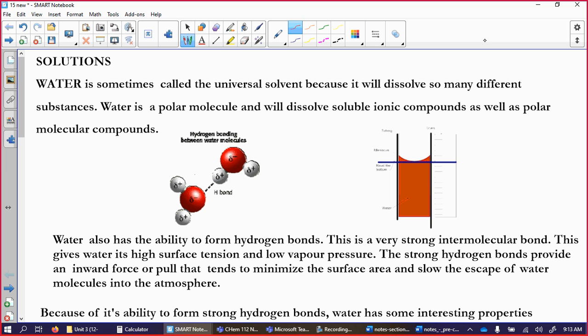So water, we call it a universal solvent because a lot of things dissolve in it. It's not really a universal solvent because universal implies everything will dissolve. So it's kind of a misnomer. Water is polar and it will dissolve soluble ionic compounds, as well as anything that's a molecular compound that's polar. So this goes to what we talked about, the polarity of a molecule. The oxygen is kind of the negative end. It's attracted to the positive end of other hydrogens.